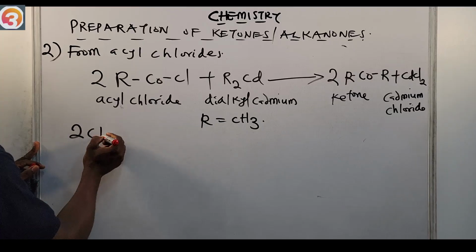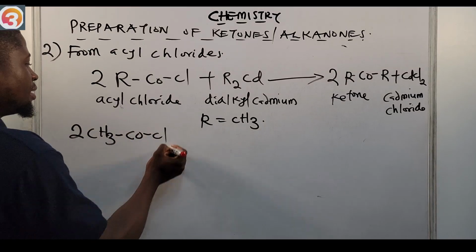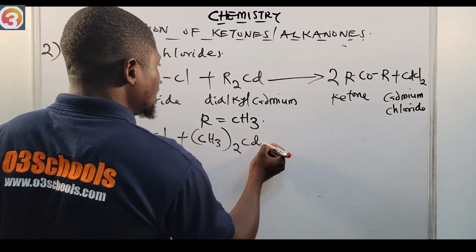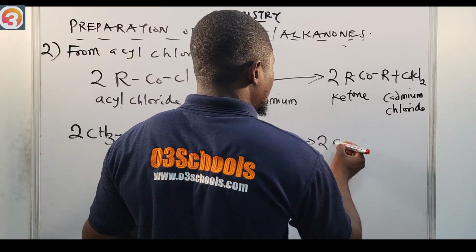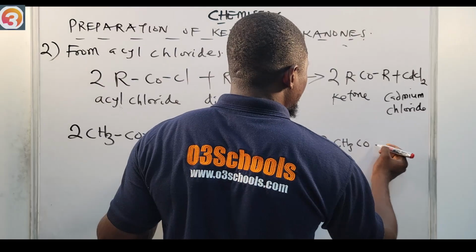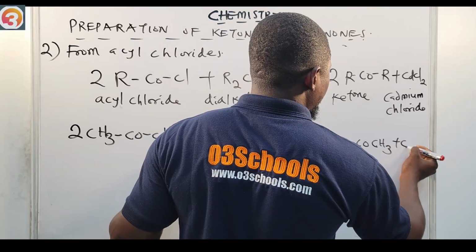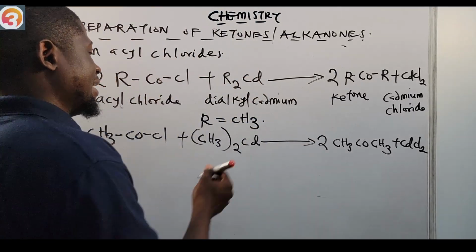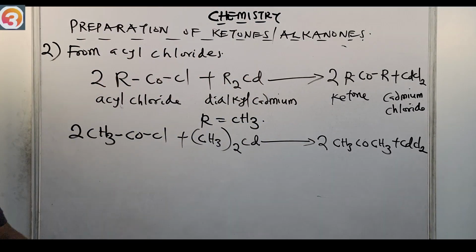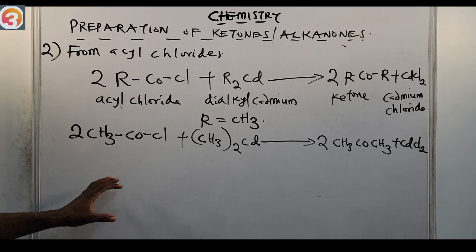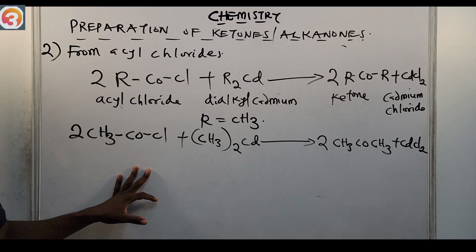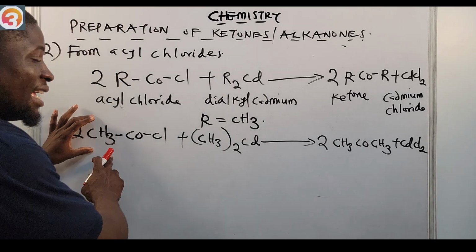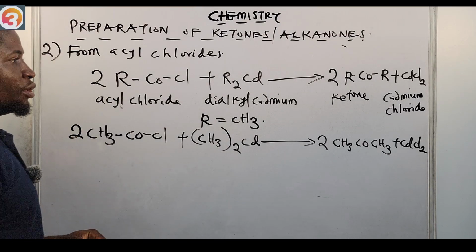So I'm going to have 2 CH3COCl, plus (CH3)2Cd, to now give us 2 CH3COCH3, then plus CdCl2. This is our propanone that is formed here. That's our cadmium chloride. This is our dialkyl cadmium, and this is definitely our acyl chloride. So please, you must take note of all this. Now this compound itself is called acetyl chloride. Okay, so now let us continue.